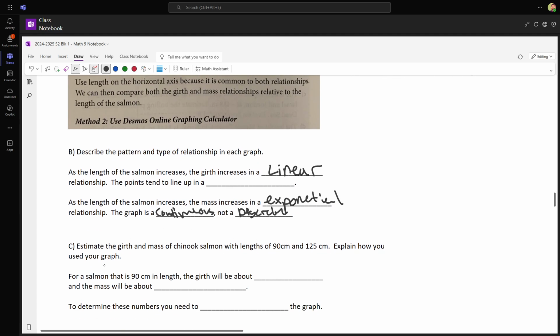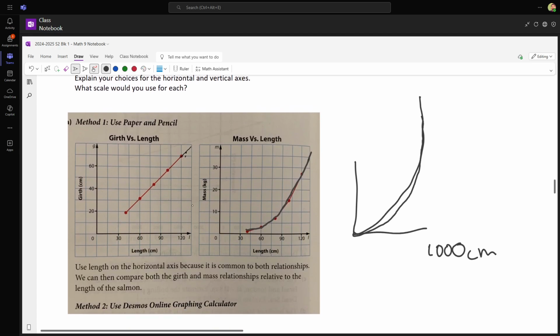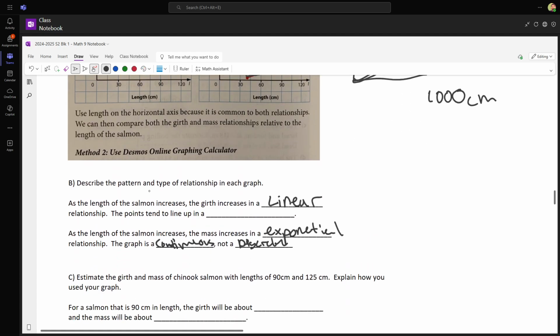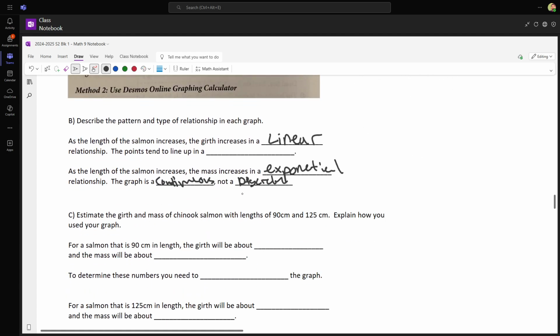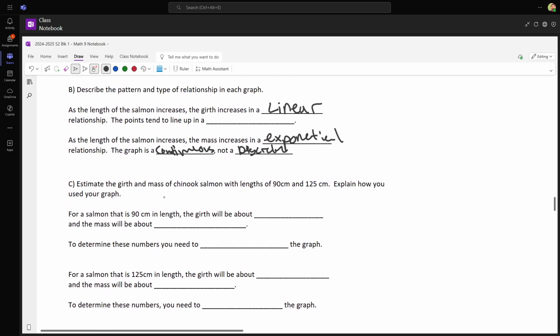Okay. Estimate the girth and mass of a Chinook salmon whose lengths are 90 and 125. So we're going to look at the mass and girth. First we're going to take a look at the girth of 90. So 90 right here lines up right here. This would be 50. So it would be around 50 for the 90.